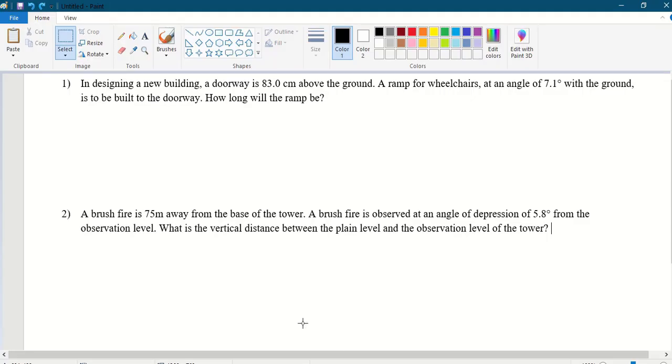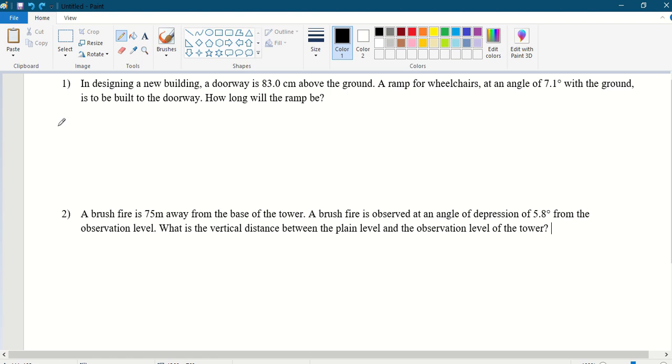In designing a new building, a doorway is 83 centimeters above the ground. A ramp for wheelchairs at an angle of 7.1 degrees with the ground is to be built to the doorway. How long is the ramp? So to begin this problem, we'll start with sketching the triangle. We'll start with sketching the graph here.